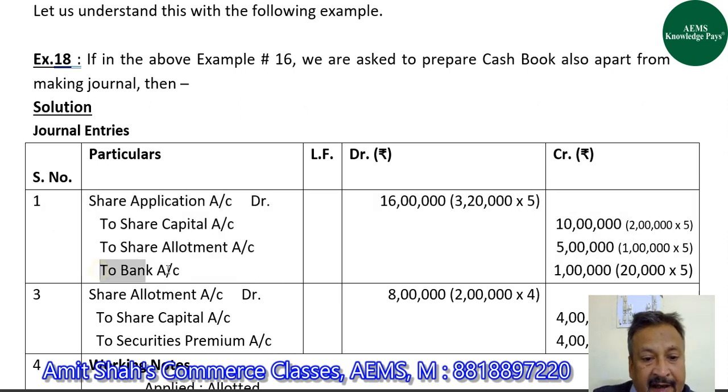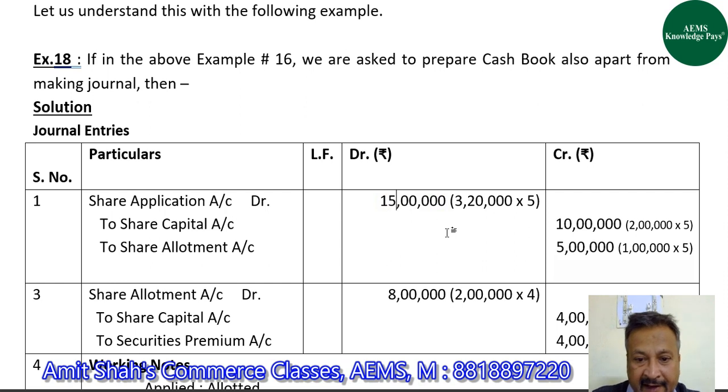How much is it? 1 lakh. So that would be removed from here. And this 1 lakh is part of share application, so 1 lakh would be removed from share application also. So this will become 15 lakhs. 1 lakh was for how many shares? 20,000 shares, right? So now it would be 3 lakh shares at the rate of rupees 5.